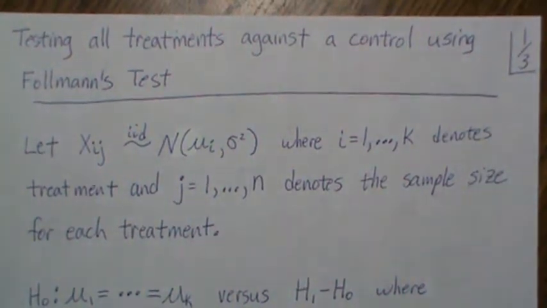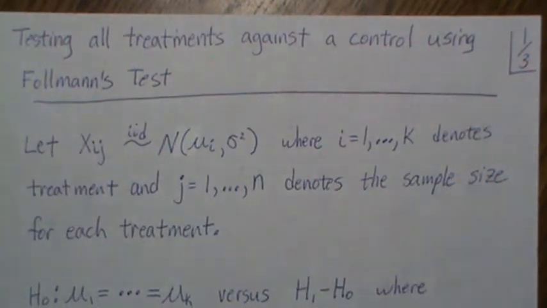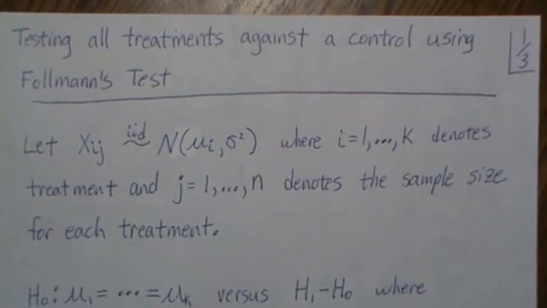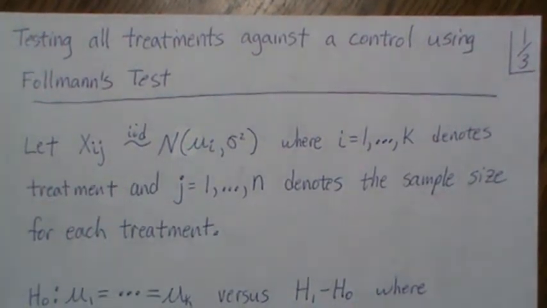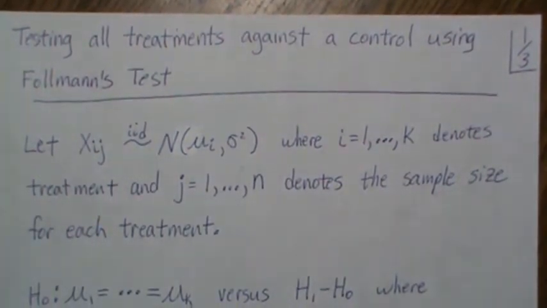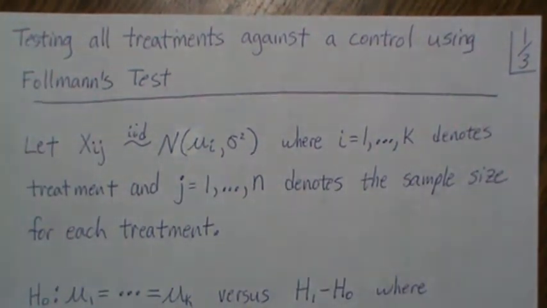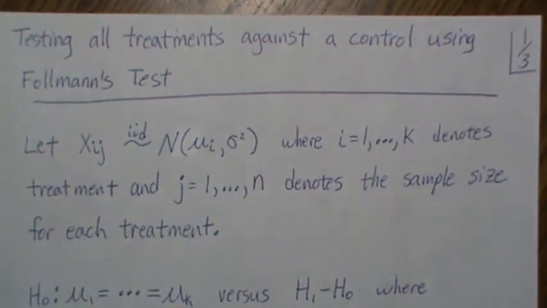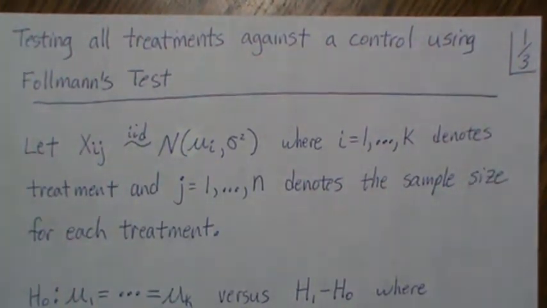Hello, in this video, we're going to look at testing all treatments against the control arm using Follmann's test. So the typical test would be, are all these treatments equal to the control arm, or are any of them different than the control arm? By using Follmann's test, we get a test. I have the setting, are all these treatments equal to the control, or is at least one of them better than the control? So they're one-sided tests in a sense, or ordered alternatives.